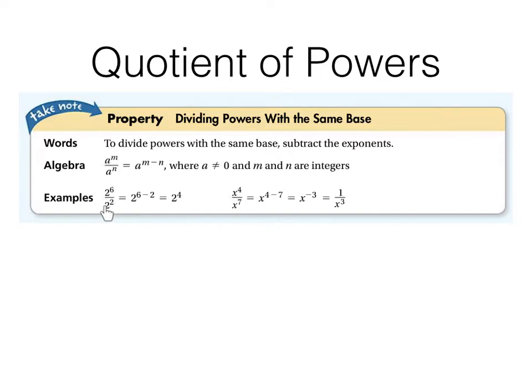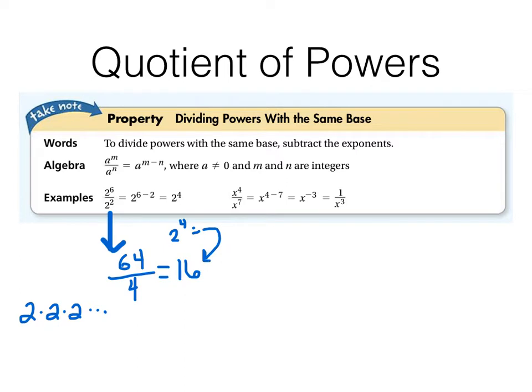So look at a couple of examples here. 2 to the 6th over 2 to the 2nd is 2 to the 6 minus 2, which is 2 to the 4th. This is a good example for me to show you why this works. I know 2 to the 5th power is 32, because that's 2 times 2 times 2, and so on. So 2 to the 6th is 64, over 2 squared, which is 4. 64 divided by 4 is 16. 2 to the 4th is also 16.